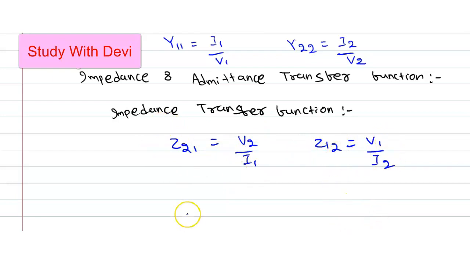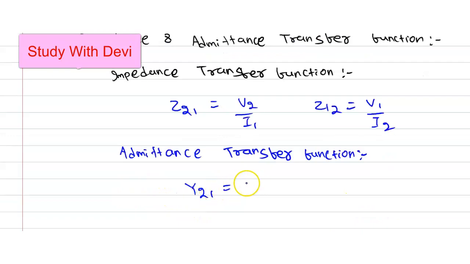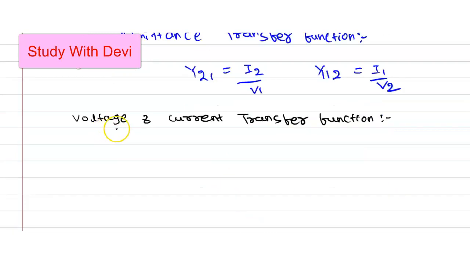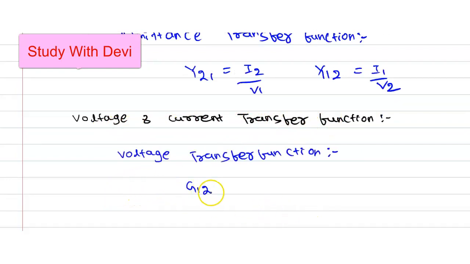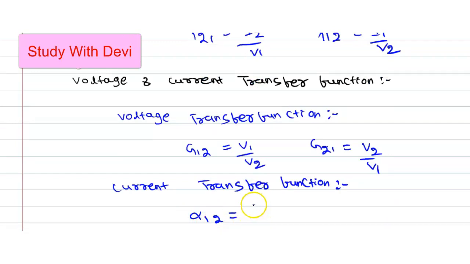Now see admittance transfer function. Y21 equal to I2 by V1 and Y12 equal to I1 by V2. This is my admittance transfer function. What is voltage and current transfer function? Voltage transfer function is G12 equal to V1 by V2, G21 equal to V2 by V1. Similarly, current transfer function is alpha 12 equal to I1 by I2 and alpha 21 equal to I2 by I1.